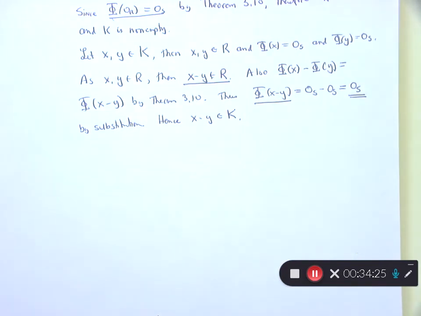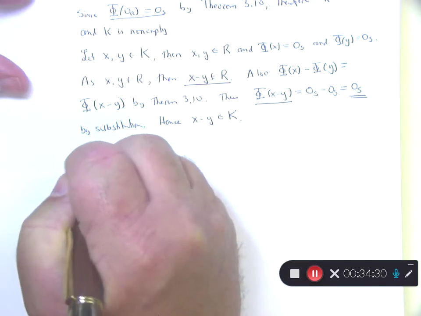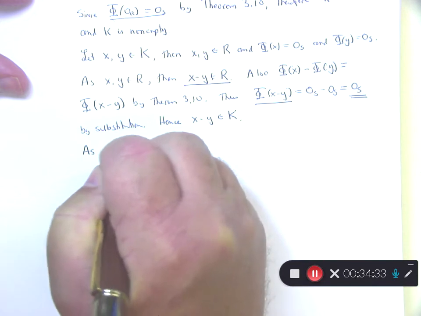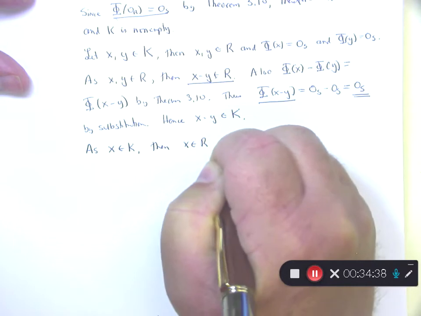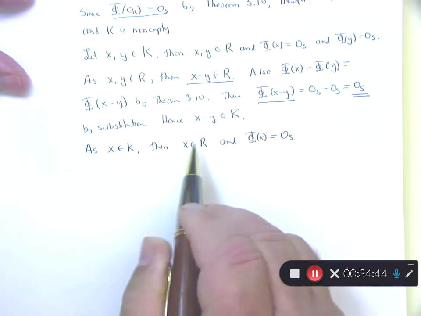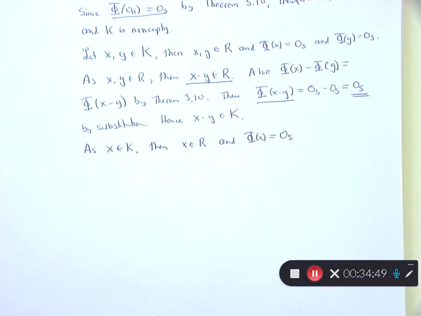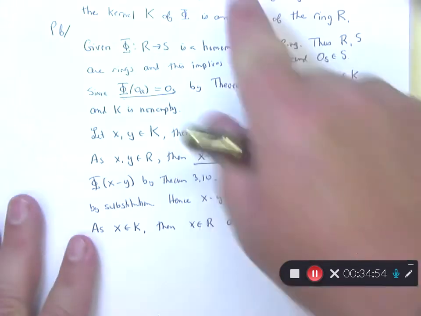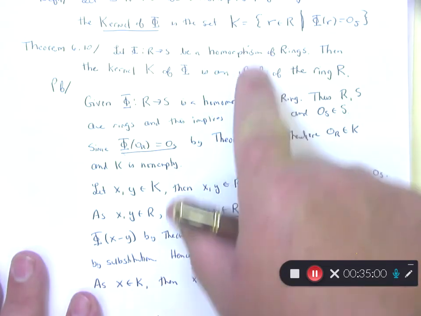Now the third part, I got to pick one of these elements. So pick my favorite, x, is an element of K. Then, state what that means: x is an element of R, and phi of x is equal to 0 in S. That's where I come from and what property I have since I'm in K. Go ahead and state that. But now I need an arbitrary element in my ring. And we're trying to show that K is an ideal of ring R. So K is going to be an ideal of R, so I need an arbitrary element in ring R.